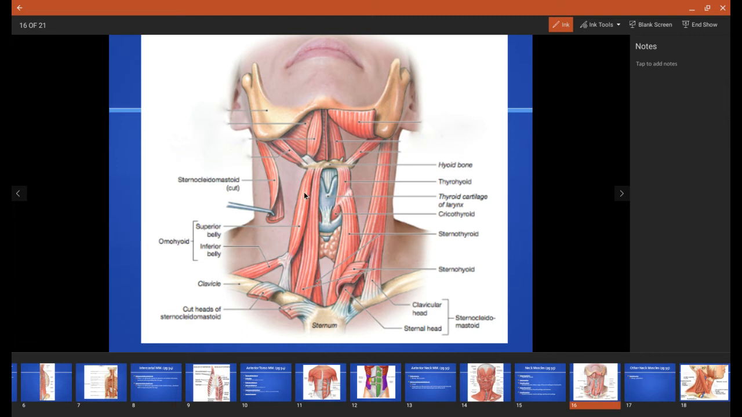So omohyoid is also going to depress the hyoid, just like we saw with the sternohyoid. On the other side, this is deep, so this will be underneath both of these. We see our sternothyroid going from the sternum up to the thyroid cartilage. This small muscle going from the thyroid cartilage up to the hyoid is the thyrohyoid. And then this tiny little muscle right here going between the thyroid cartilage or Adam's apple and this V-shaped cricoid cartilage is the cricothyroid muscle.